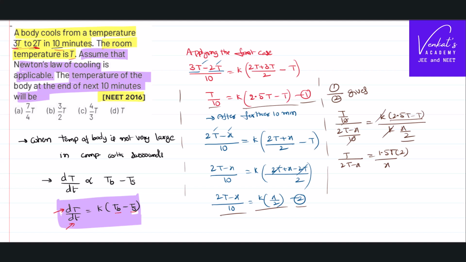The denominator comes to the numerator, and this T and this T also cancel. So 1 by (2T minus x) is 1.5 into 2, which is 3, by x. Cross multiply: x equals 3 into (20 minus x), that is 60 minus 3x. So 4x equals 60, so x equals 60 by 4, which is 15. That is the answer for the problem.